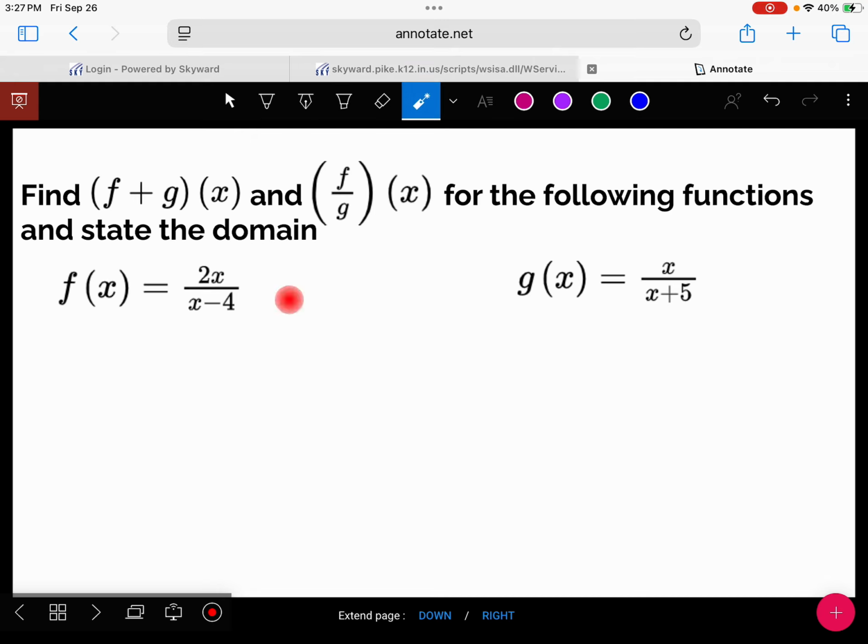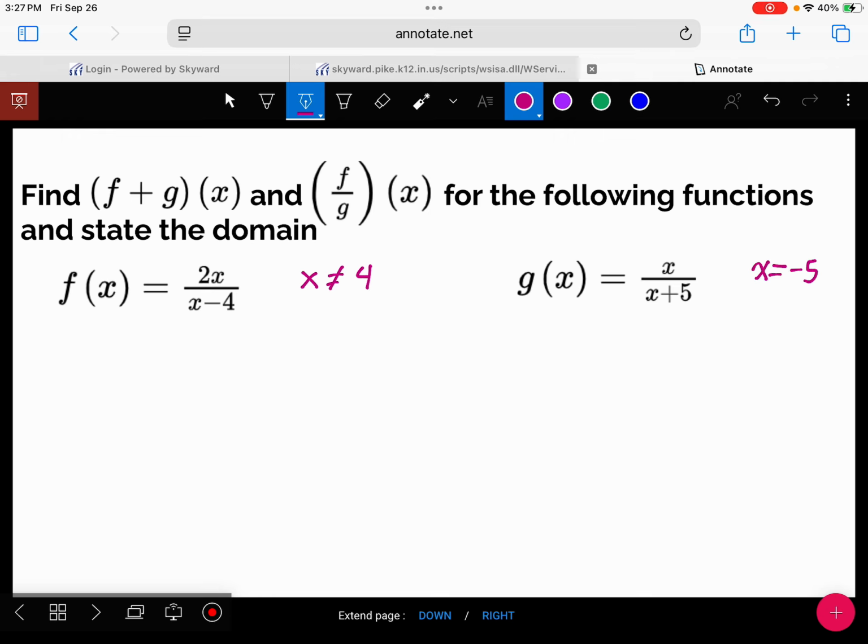So if we look over here at our f of x, the only place we're going to run into a problem is when our denominator equals 4. So our domain here is going to be all real numbers except when x is 4. Since we're just looking at the domain on these pieces, we can think about it as an exclusion, and think about that x can't be 4. And for g of x, it would be that our x can't be -5.